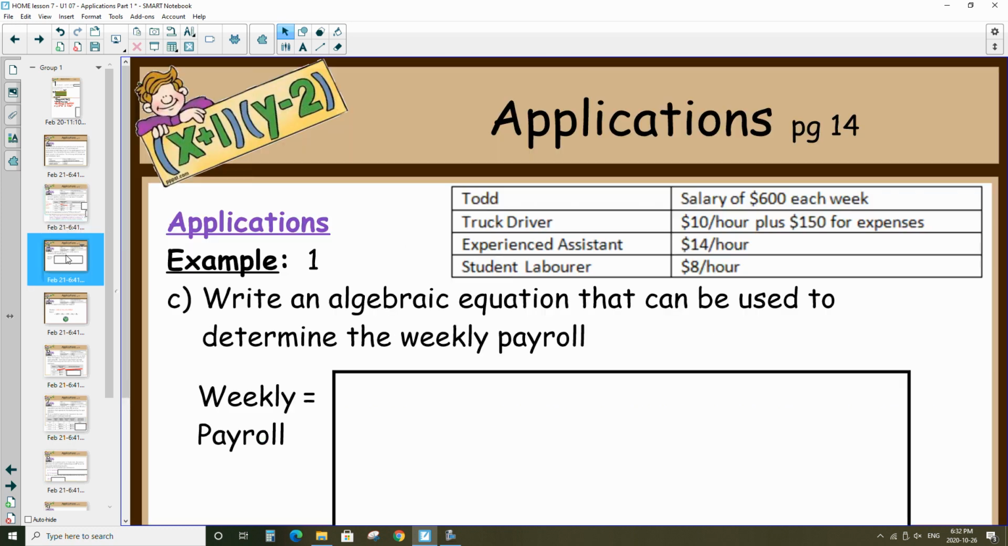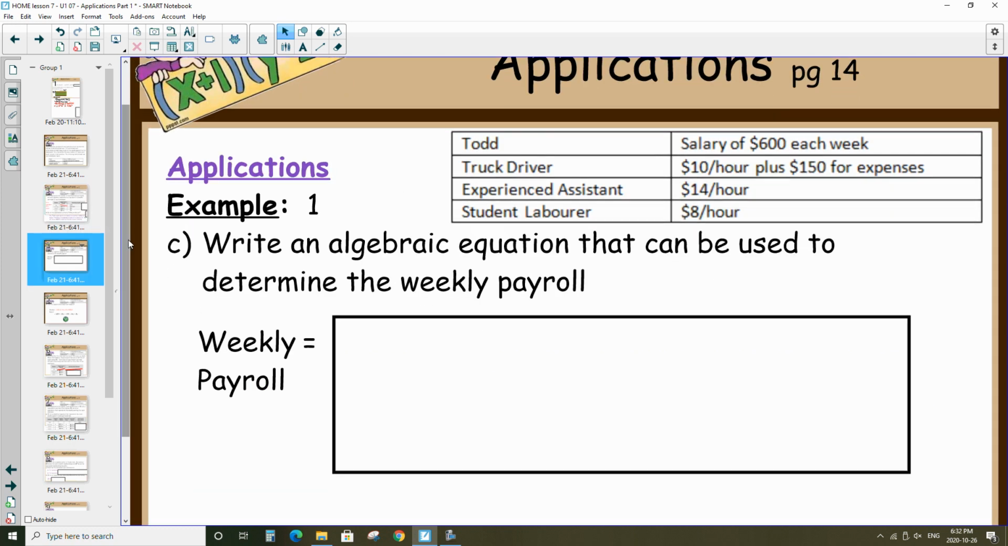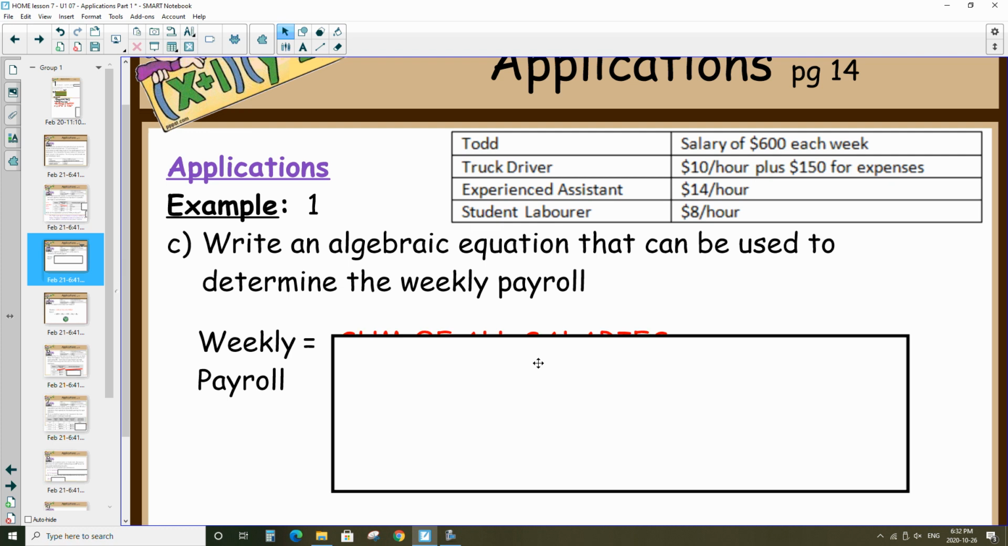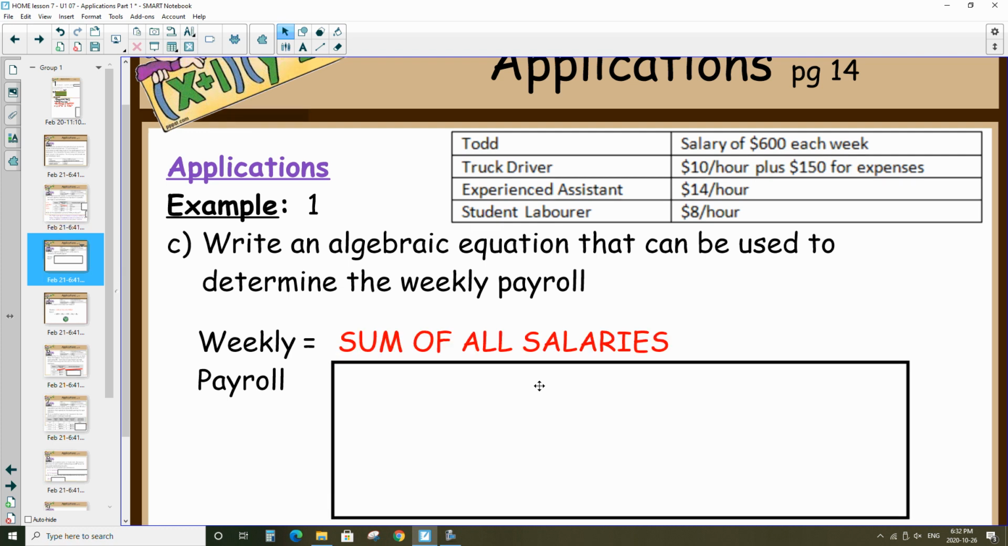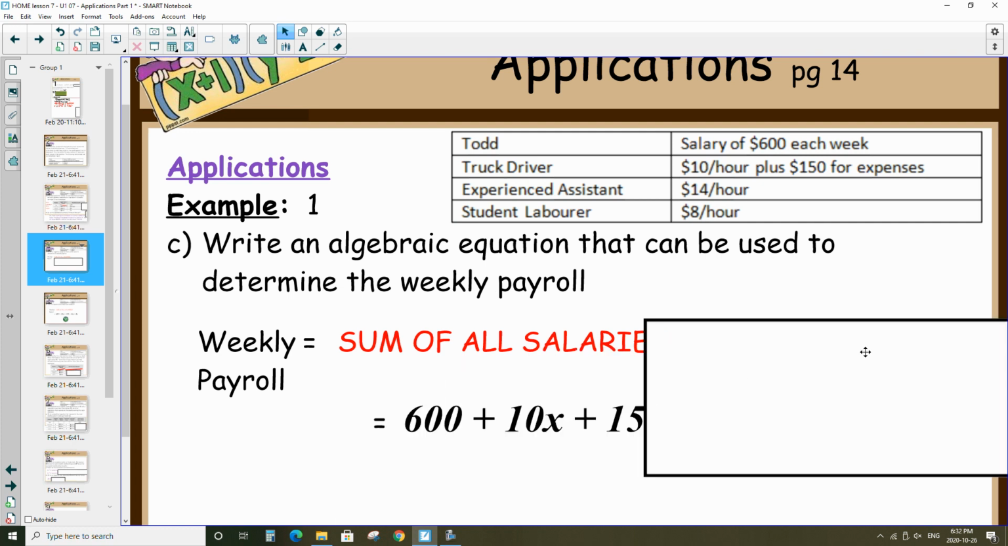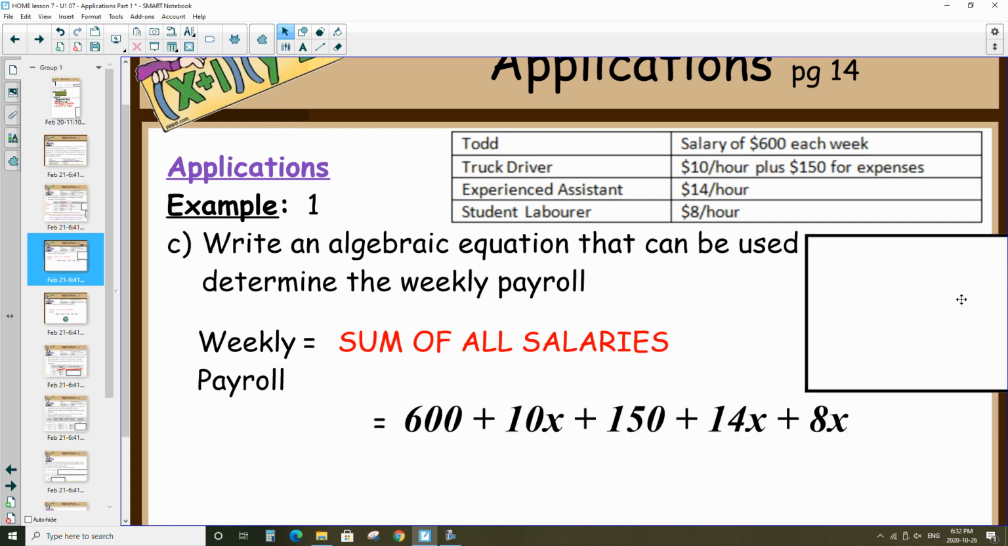Okay, going back to C, we want to add all of those up. So the sum of all the salaries is what the weekly payroll is going to be. All I've done is taken all the equations we had on the previous page and added them all up in one row. So there's Todd here, this is the truck driver, and then the 14x is the assistant, and the 8x is the student laborer.